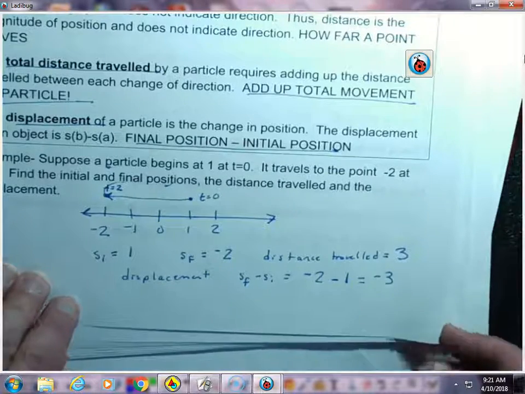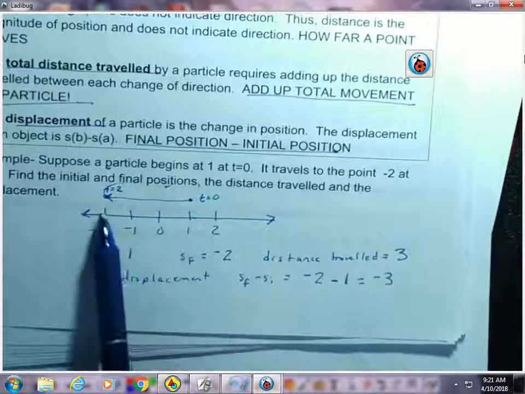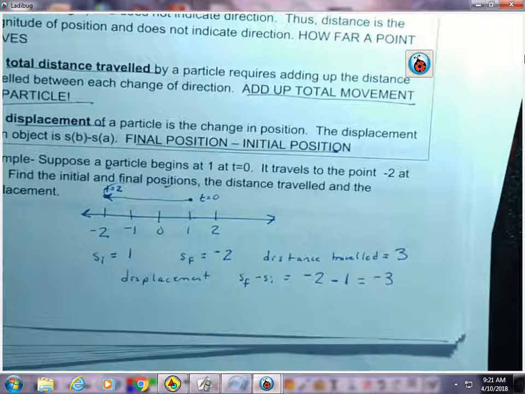Is that all right? So can displacement be positive and negative? Yeah, it can be either one. If I had gone the other way, from negative 2 to 1, then it would have been positive. So displacement is considered a vector quantity and can be either positive or negative, whereas distance traveled is always positive. Good question.